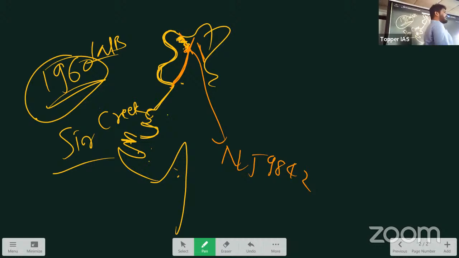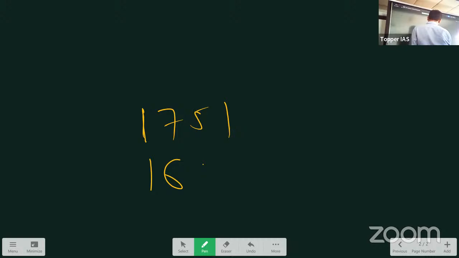So the third longest border is Pakistan. What is the total length of the border? 3,323 kilometers, somewhere around 3,300. Next, the fourth longest border is with Myanmar or Nepal. Nepal is fourth, so you don't get confused. The border length is very close between Nepal and Myanmar. With Nepal it is 1,751 kilometers, and this is 1,644 kilometers. So this is with Nepal and this is with Myanmar.